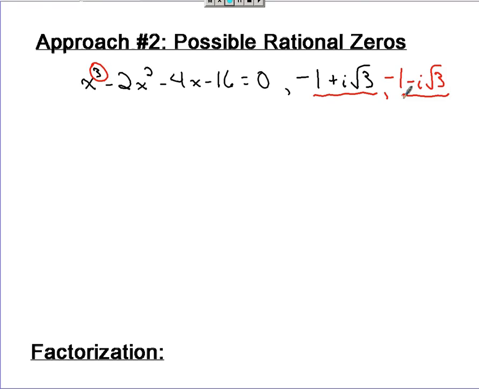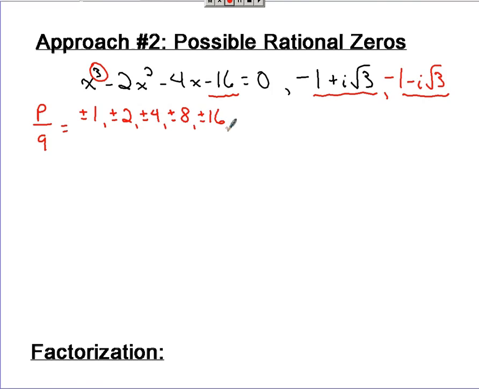Now, using possible rational zeros to assist in finding the remaining ones, to review how that works, that's when we list our p's and our q's, right? The p's represent all the factors of the constant, so all the factors of 16. Factors of 16 would be plus or minus 1, plus or minus 2, plus or minus 4, plus or minus 8, and plus or minus 16.